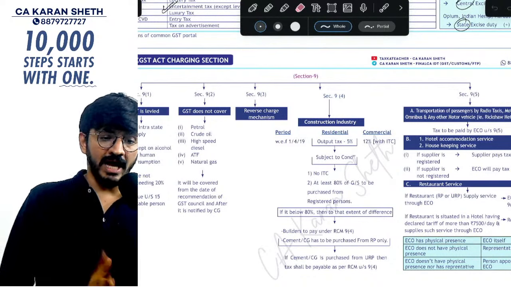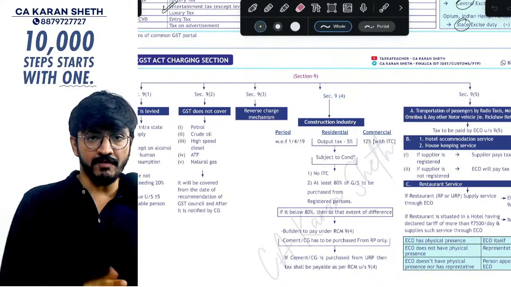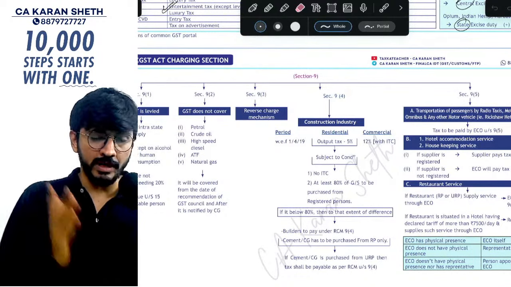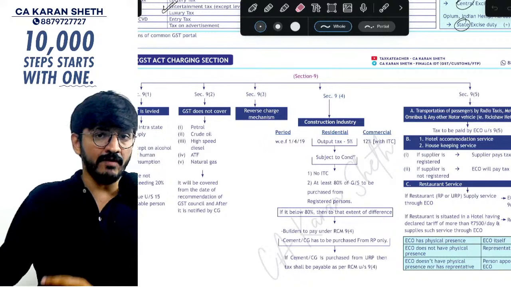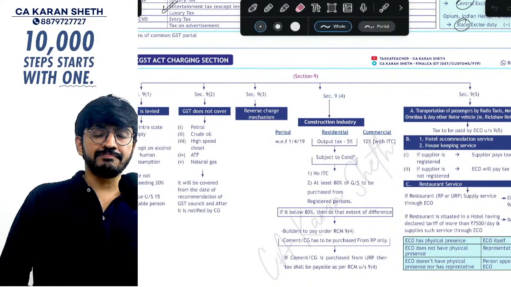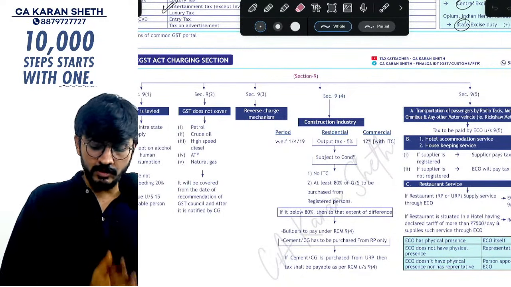Firstly, my dear friends, in the charging section we are doing the CGST Act, and that is section 9. In that we have 9(1), 9(2), 9(3), 9(4), 9(5). In IGST, the charging section is section 5. Right now we are only focusing on CGST.